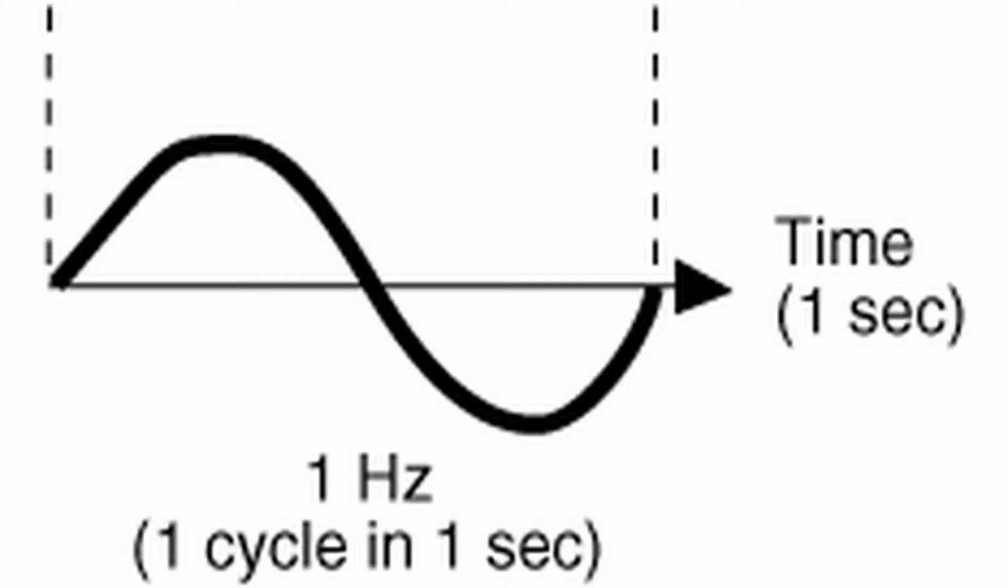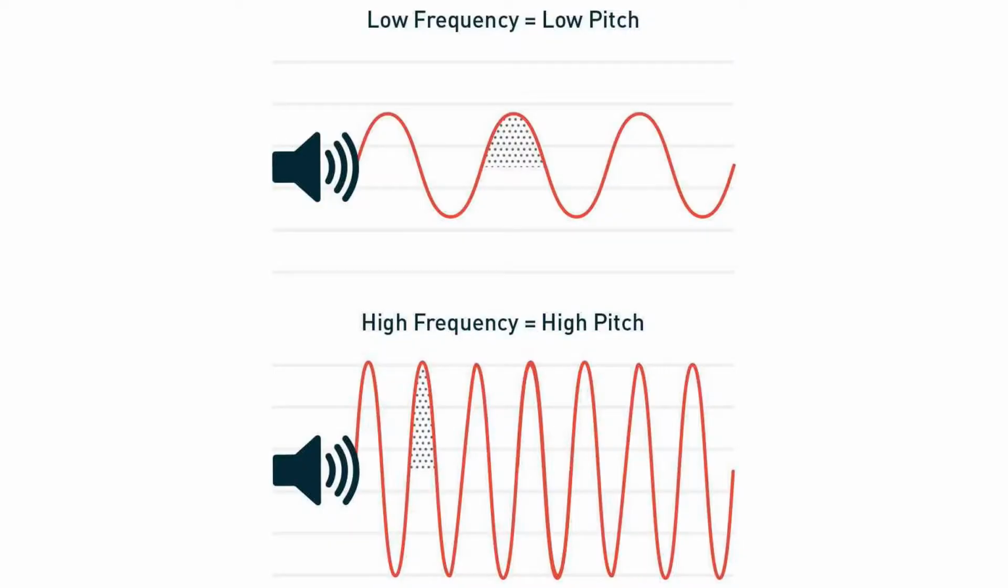One hertz is equal to one cycle per second. The more wave cycles pass through a fixed point per second, the faster the sound waves are, and the higher the sound and the pitch value become.